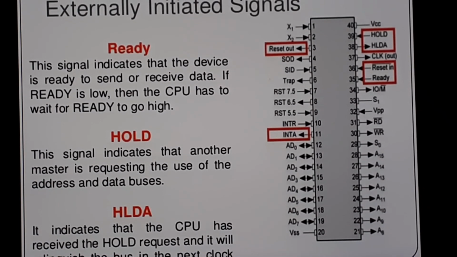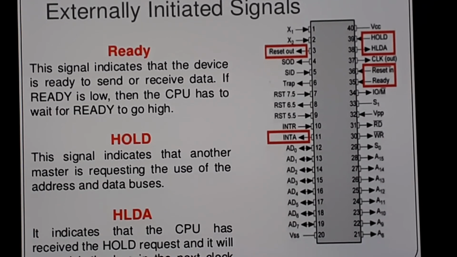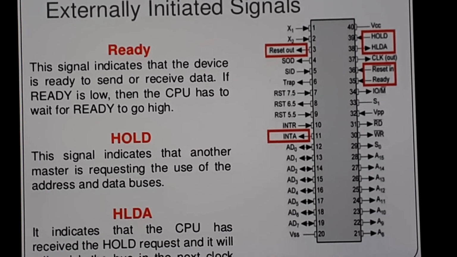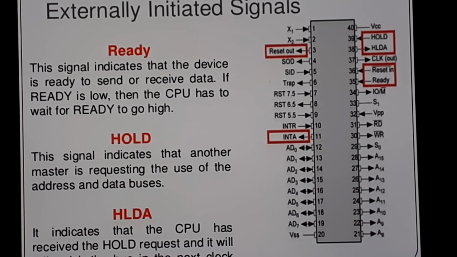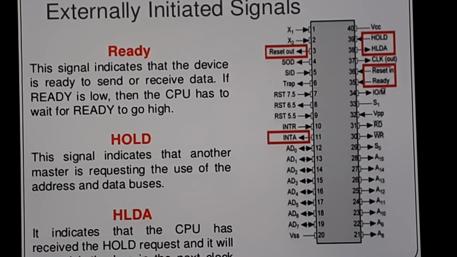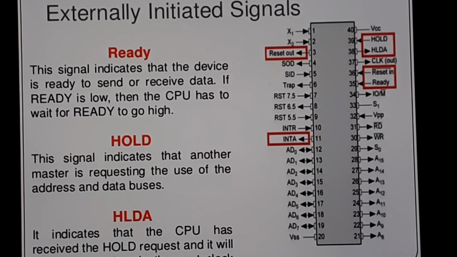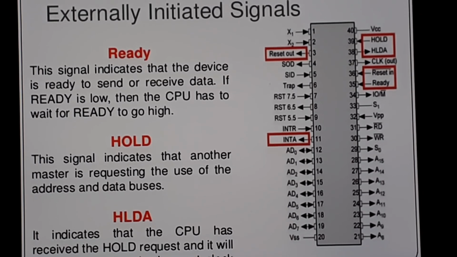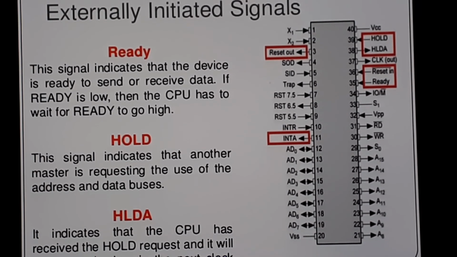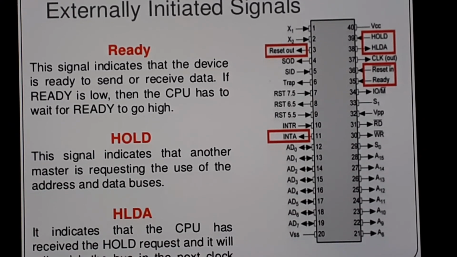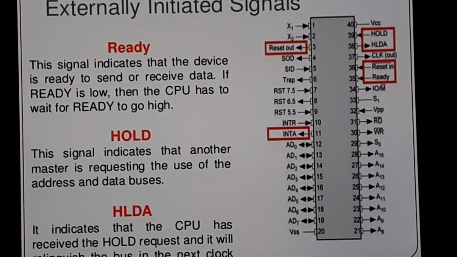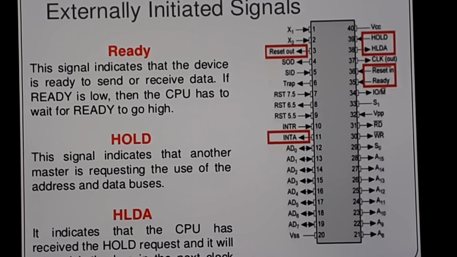This signal indicates that the device is either ready to send or receive the data. That means the microprocessor will tell you whether the microprocessor kit is ready to accept the data or to send the data. So this pin will only check whether it is ready to send the data which has been executed, or whether it is ready to accept the data. Okay, so if it is low, low means 0. If this pin is low, that means the microprocessor or the CPU is not ready to accept the data, and if it is 1, that means the microprocessor is ready to accept or send the data.